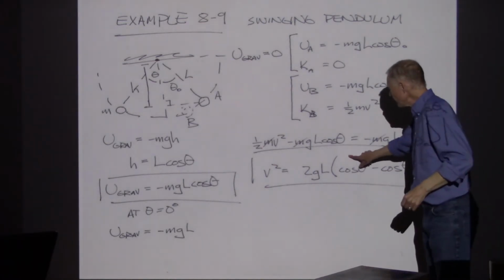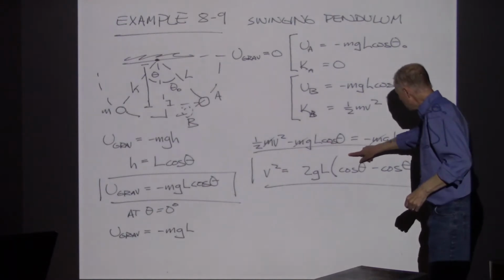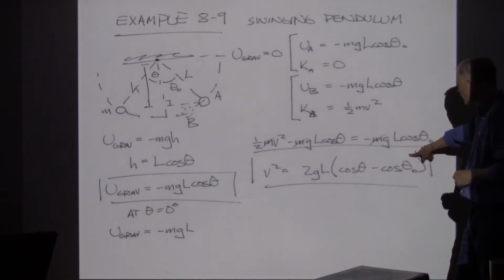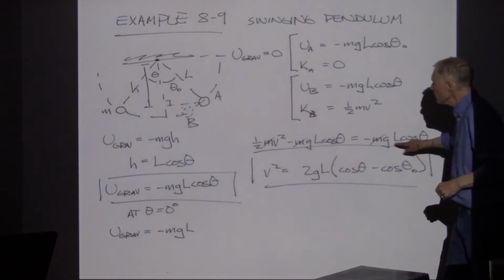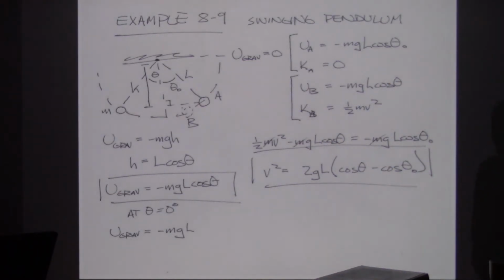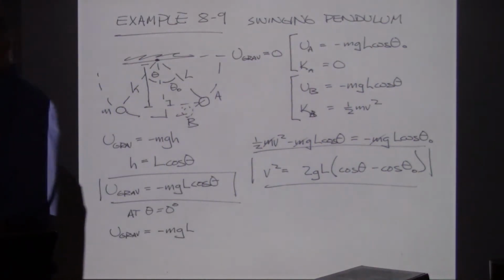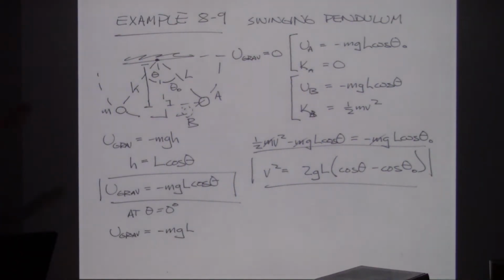So at theta equals 0, this term maximizes. We keep subtracting off this value of cosine theta naught. That's going to give us the largest speed possible. Okay. So anyway, energy conservation allowed us to go in and determine how fast we would be traveling at each location along the swing of a pendulum.